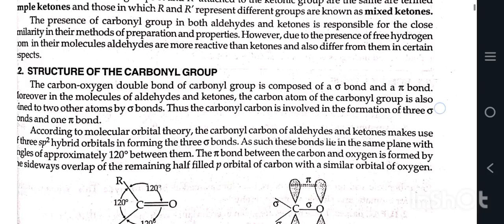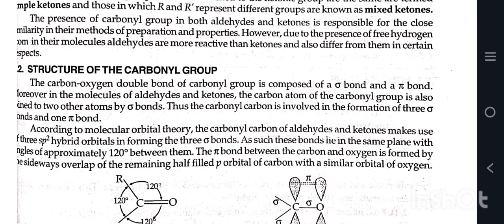Structure of carbonyl group. The carbon-oxygen double bond of the carbonyl group is composed of a sigma bond and a pi bond. Moreover, in the molecules of aldehydes and ketones, the carbon atom of the carbonyl group is also combined to two more atoms by sigma bonds. Thus, the carbonyl carbon is involved in the formation of three sigma bonds and one pi bond.